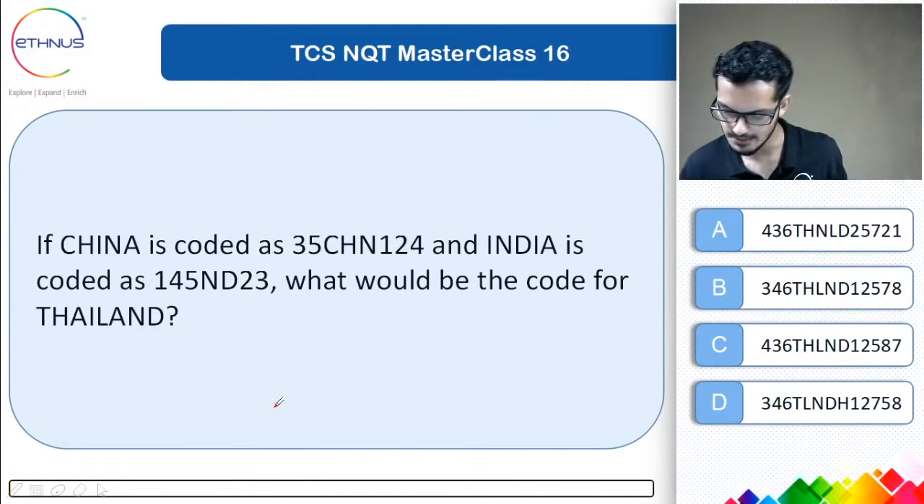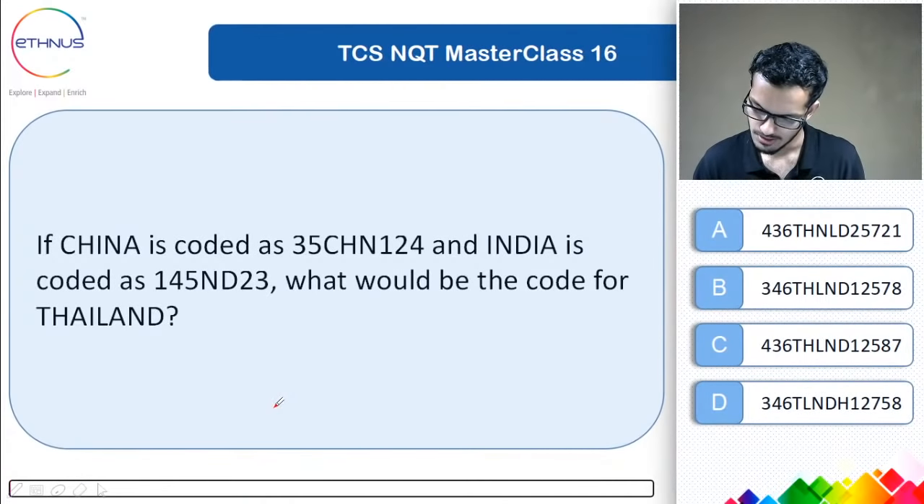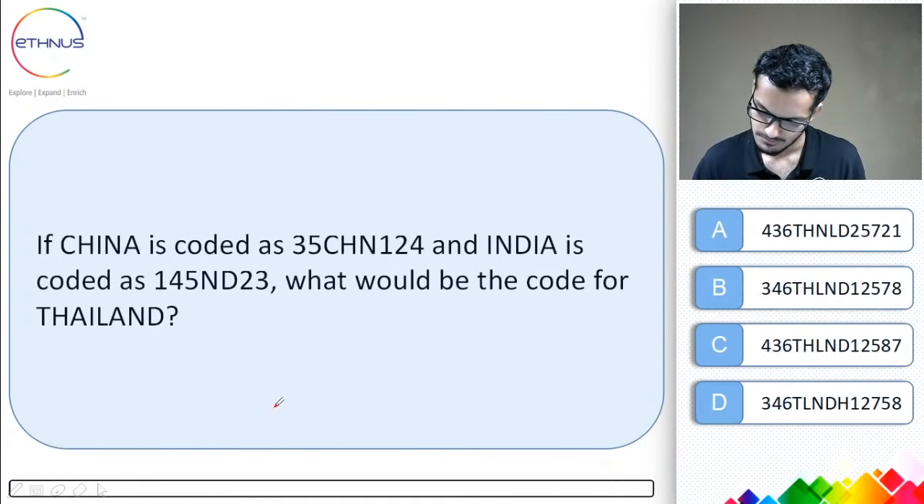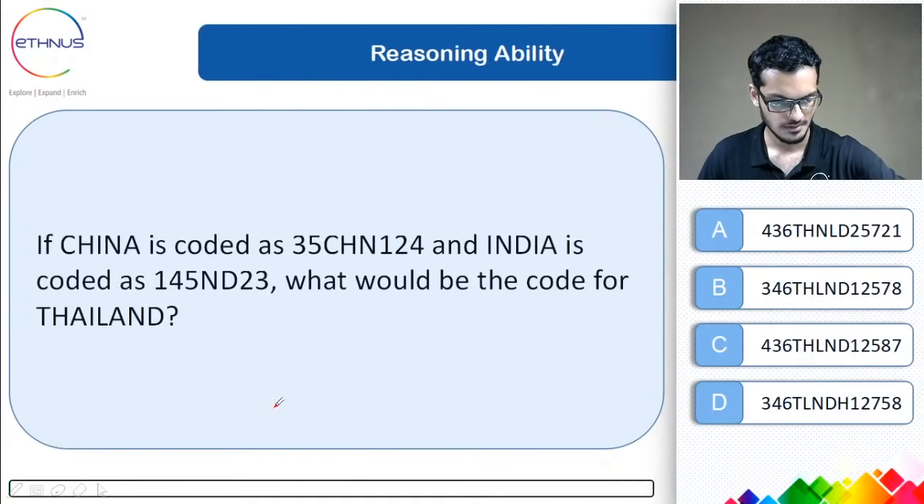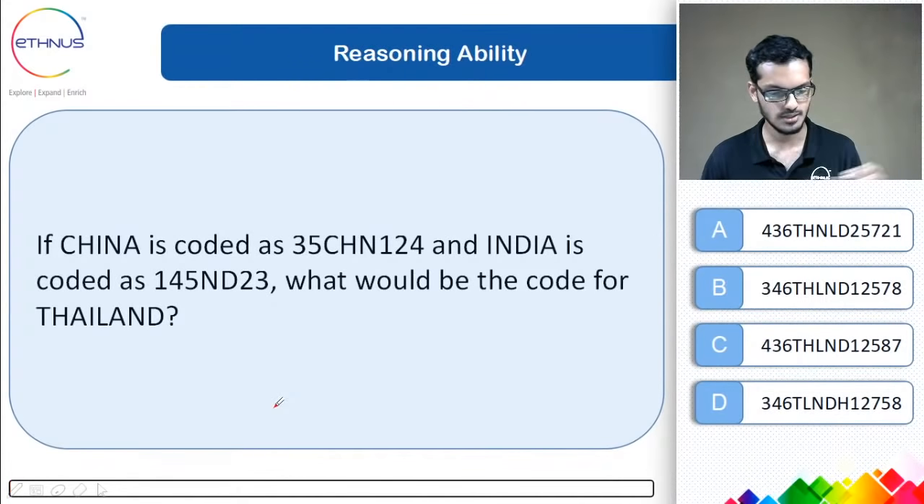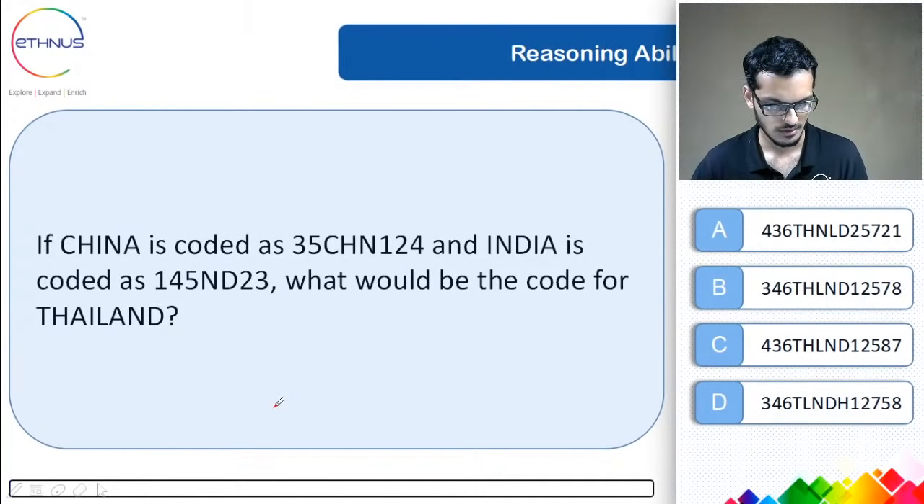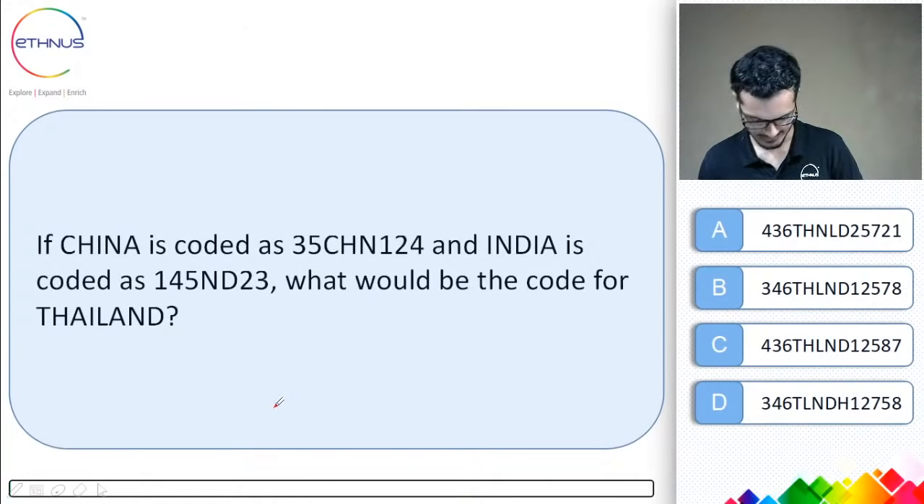Okay, C and B. Okay. C is what I got. C and B and C. So it's like between those two. Okay, so few of them have said C and B.